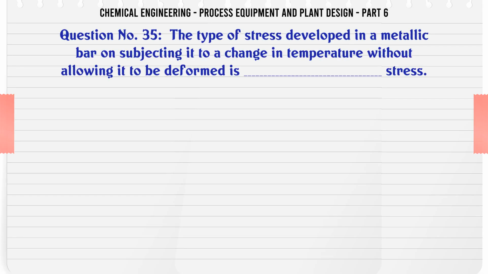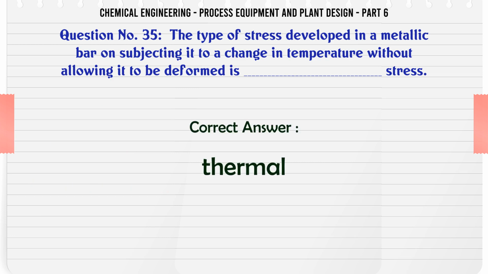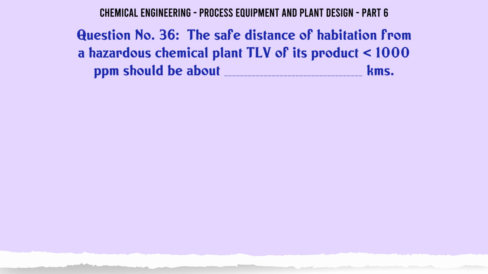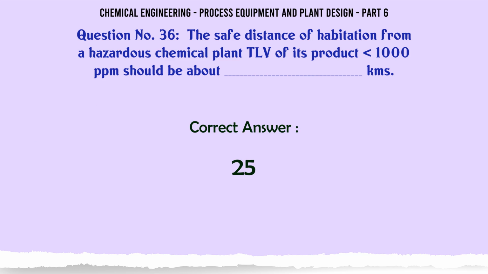The type of stress developed in a metallic bar on subjecting it to a change in temperature, without allowing it to be deformed, is stress. A. Shear, B. Tensile, C. Compressive, D. Thermal. The correct answer is thermal. The safe distance of habitation from a hazardous chemical plant, with TLV of its product 1000 ppm, should be about how many kms? A. 1, B. 5, C. 15, D. 25. The correct answer is 25.